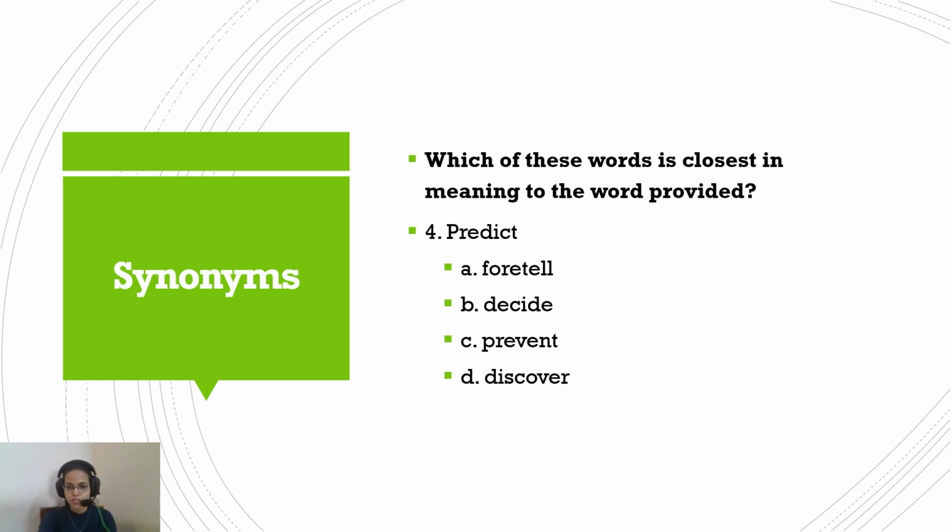Predict. This is fairly simple. Foretell, decide, prevent, discover. Foretell, for example, fortune tellers predict your future, they tell in advance what's going to happen in future. So I think decide, prevent, and discover are fairly simple.